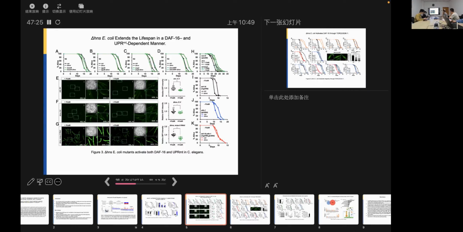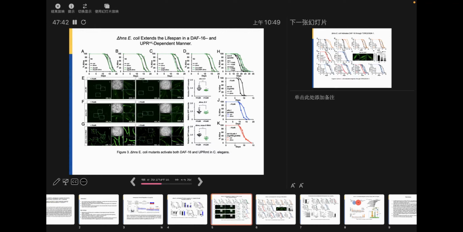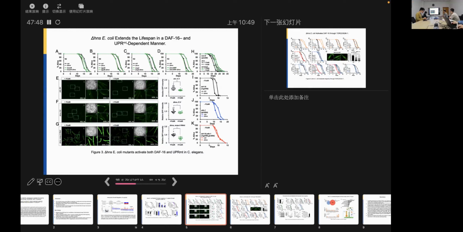So what we see is this DAF16 mutant, which is actually decreasing the longevity. Yeah, it can still get a boost in longevity in these HNS mutants. So it's a double mutant, right? No, it's not a double mutant. It's just the bacteria are different. Okay, but didn't we have in the second figure that there is no boost in longevity? So yes, we do. So then I don't understand.